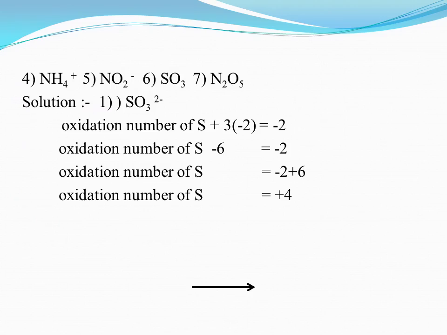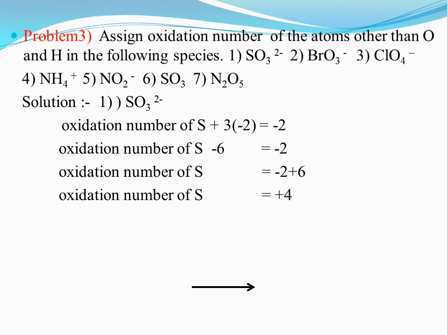Let us learn one more problem on this. Assign oxidation number of atoms other than oxygen and hydrogen in the following species. There are a few examples on the screen, from which only one example we are going to learn. First example, SO3 2-. Oxidation number of sulfur plus 3 into -2 is equal to -2, the charge on the species. Oxidation number of sulfur minus 6 is equal to -2. Therefore, the oxidation number of sulfur is equal to -2 plus 6. Therefore, the oxidation number of sulfur is equal to +4.